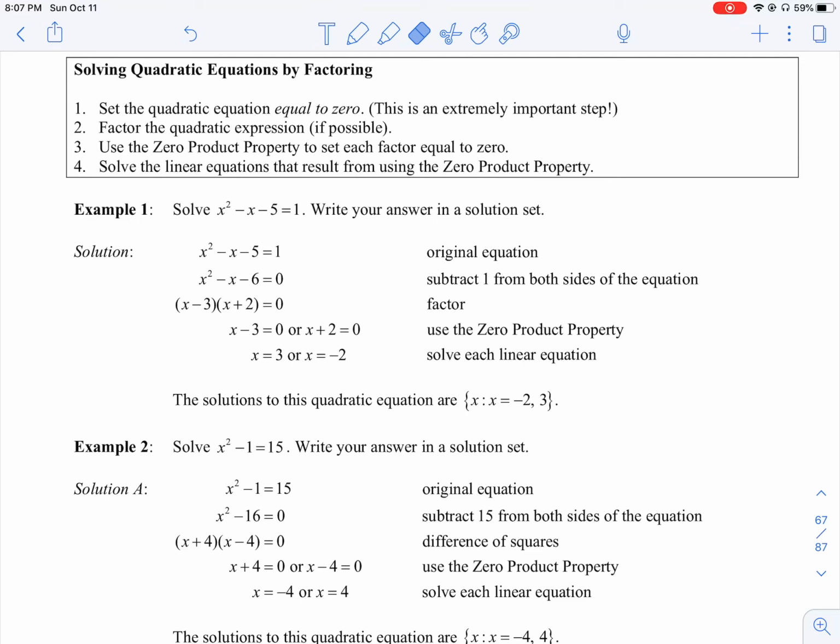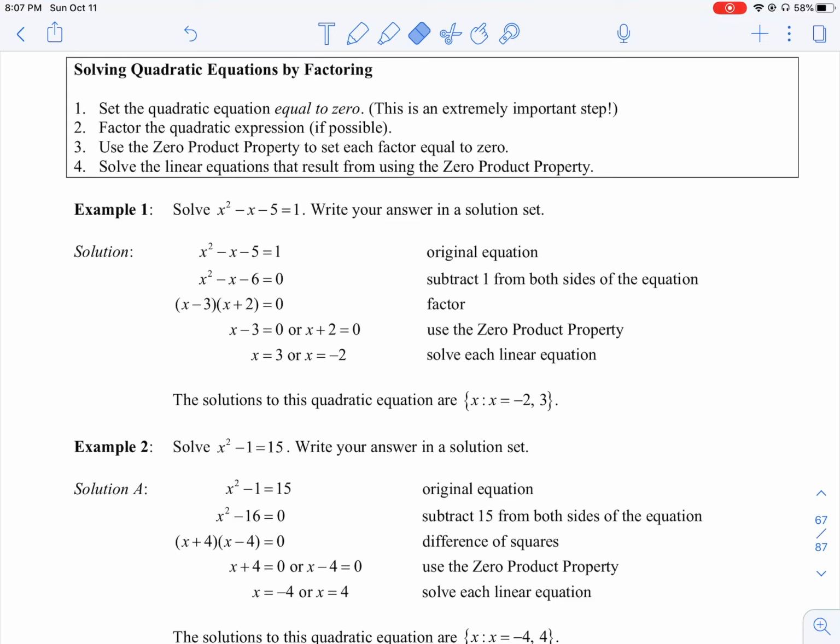equal to 0. For example, we have x squared minus x minus 5 equal to 1, and we are supposed to write our answer in a solution set. Remember, before you continue watching this video, it is very important that you've already watched Quadratics 3.2 video, or this lesson is going to be super hard for you. Okay? So if you have not watched that video, you can stop right here and look for Quadratics 3.2 video first. All right, I hope you've already watched Quadratics 3.2.